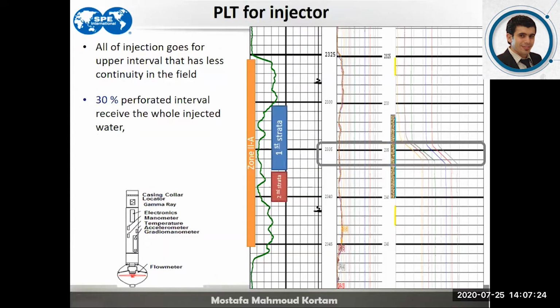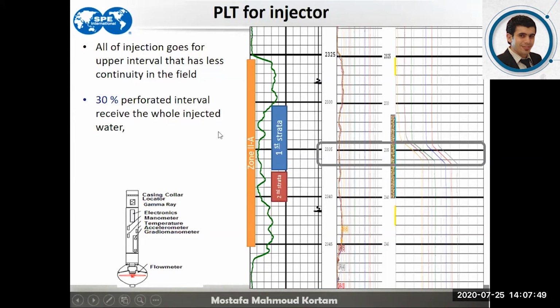A BLT was conducted in one of the injection wells of that reservoir. We discovered that only 30% of the perforated interval receives all the injected water, due to the vertical discrepancy between the permeability of each layer.